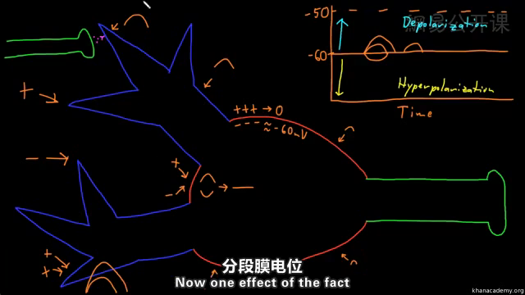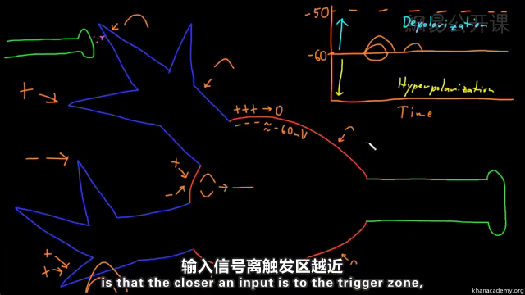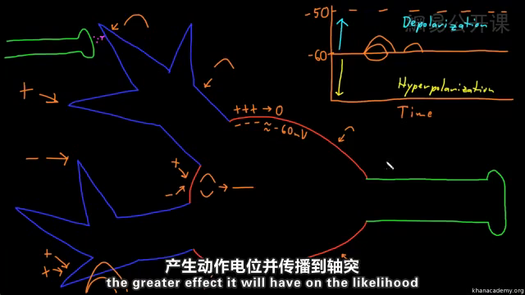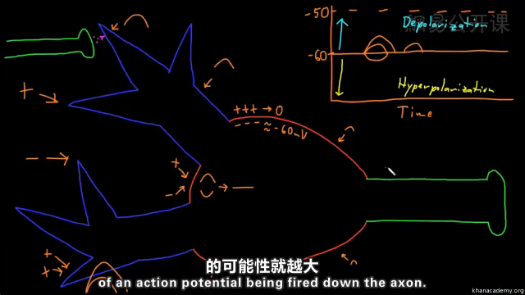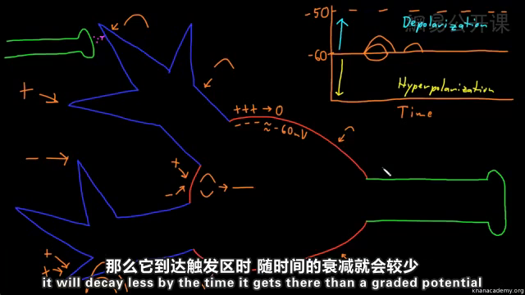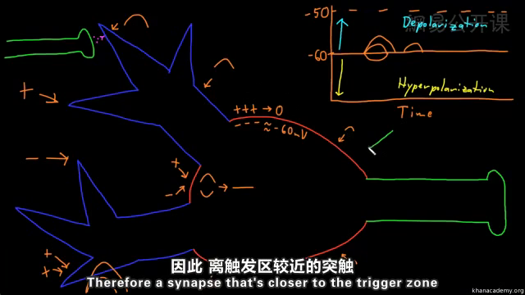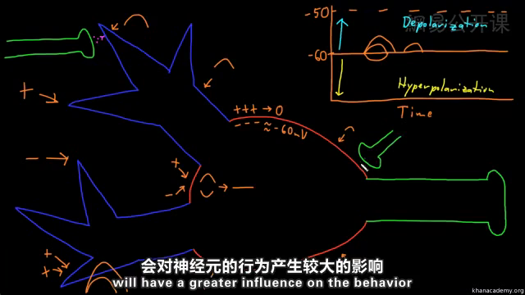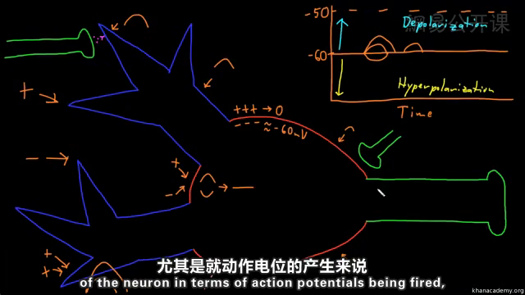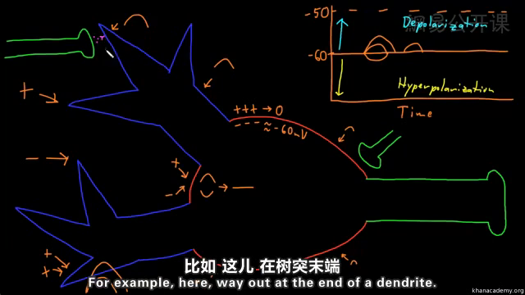Now, one effect of the fact that graded membrane potential changes decay with distance is that the closer an input is to the trigger zone, the greater effect it will have on the likelihood of an action potential being fired down the axon. Because if a graded potential starts closer to the trigger zone, it will decay less by the time it gets there than a graded potential that starts farther away and decays more with greater distance. Therefore, a synapse that's closer to the trigger zone will have a greater influence on the behavior of the neuron in terms of action potentials being fired than a synapse that's farther away. For example, here, way out at the end of a dendrite.